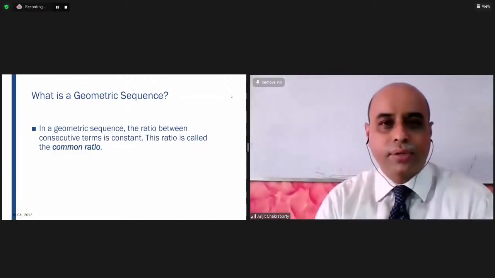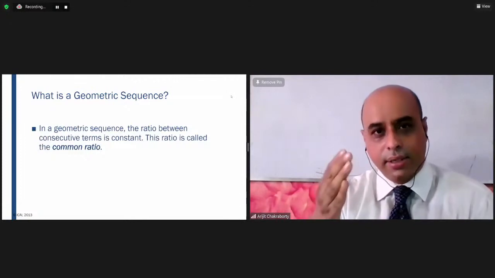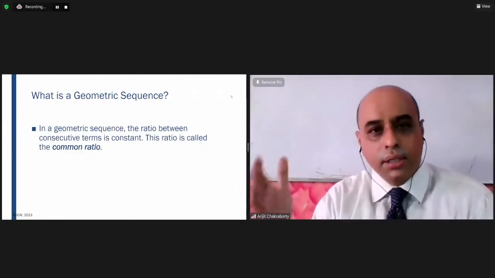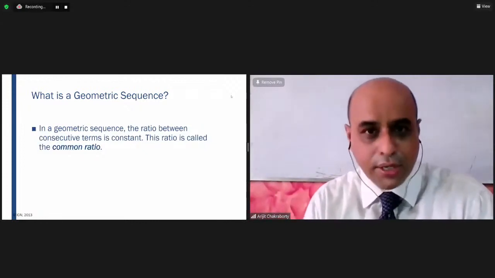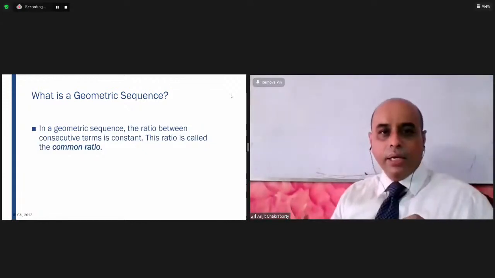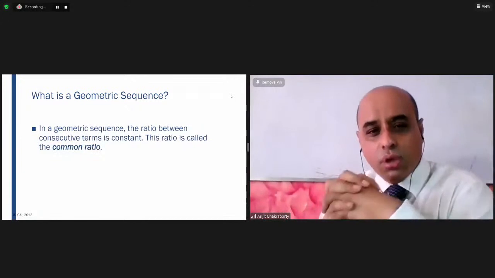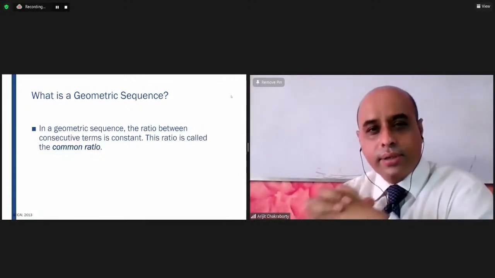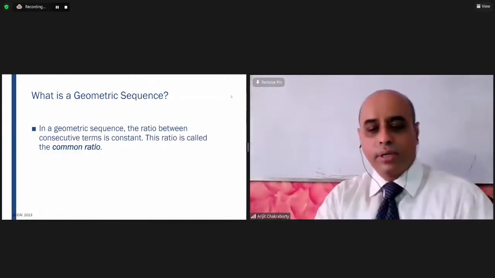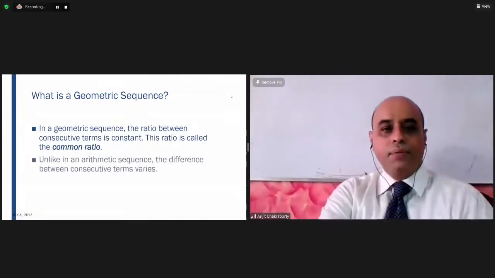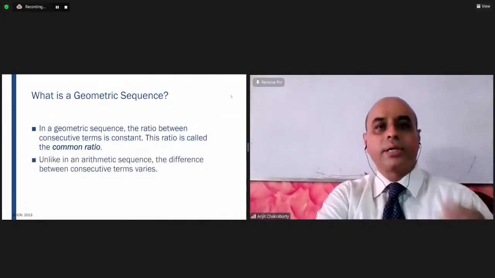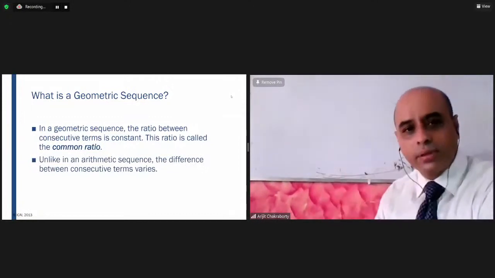So if the common difference, say for a progression like 6, 9, 12, 15, you see it's an increasing arithmetic progression with a common difference of 3. We have the same concept in geometric sequence, and here in place of common difference we use the term common ratio. This is basically a ratio of the second term and the first term.